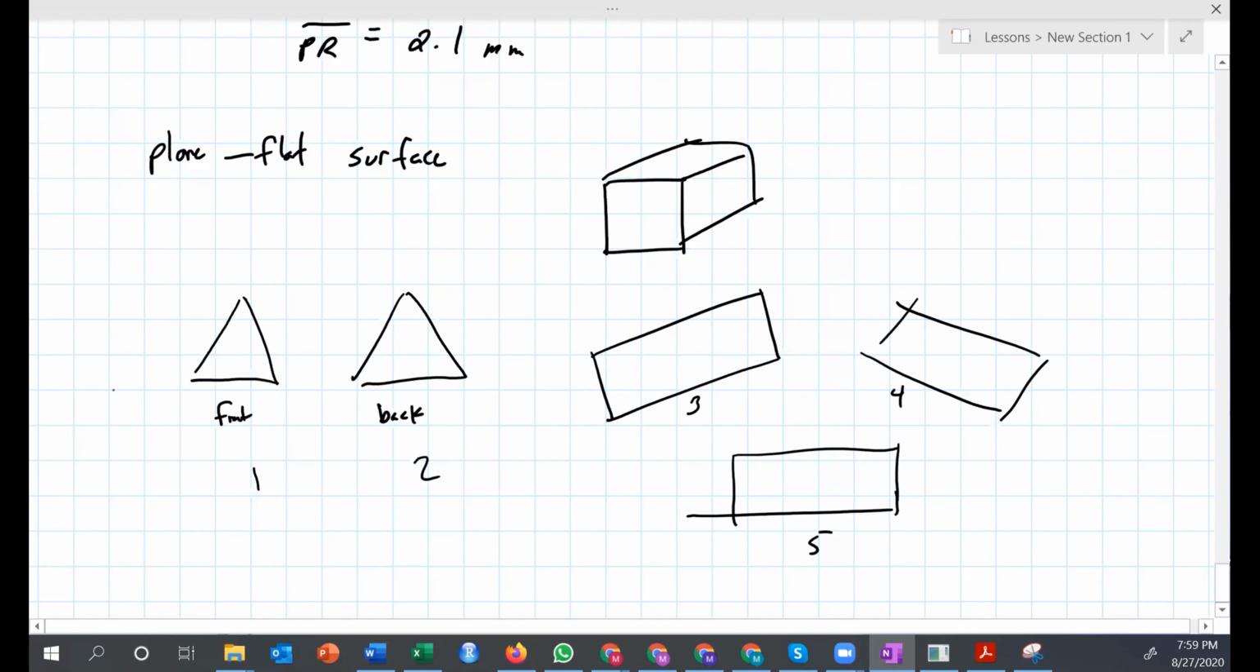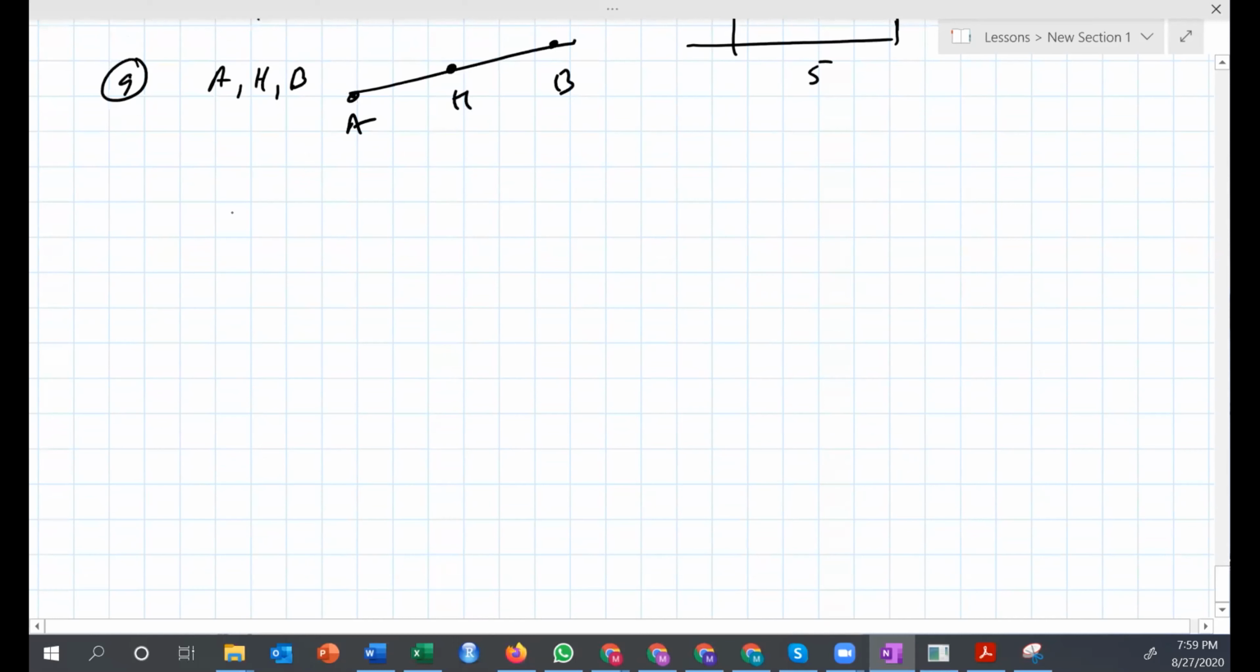Okay, 9 says name 3 points that are collinear. So collinear means that they are on the same line. There's actually only a couple options here. A, H, and B are on the same line. It looks like this in the figure, A, H, and B. And then F, J, and B, they are also on the same line.